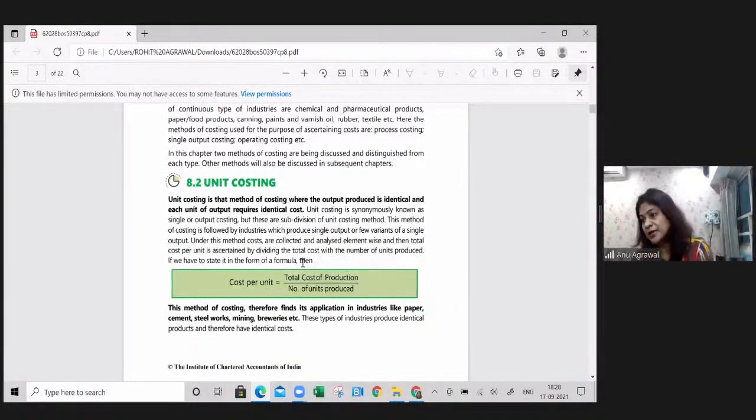So what do you do? Technically, what are you actually doing? You are just finding out the cost of production of that particular product at one place, and then dividing it by the number of units you have produced in order to get the cost of one unit. So you are absorbing all the expenses at one cost center where you are producing that particular product, and then in order to find out the per unit cost, you're just dividing it by the number of units.